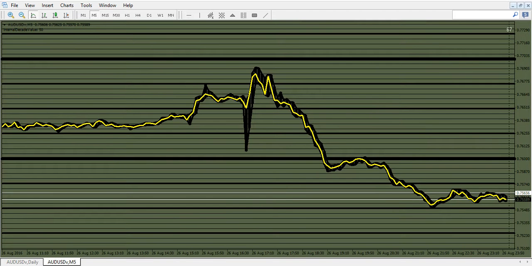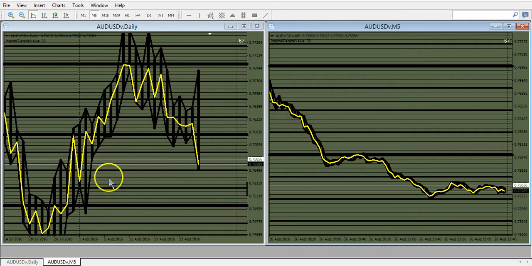Australian dollar coming into this window now.